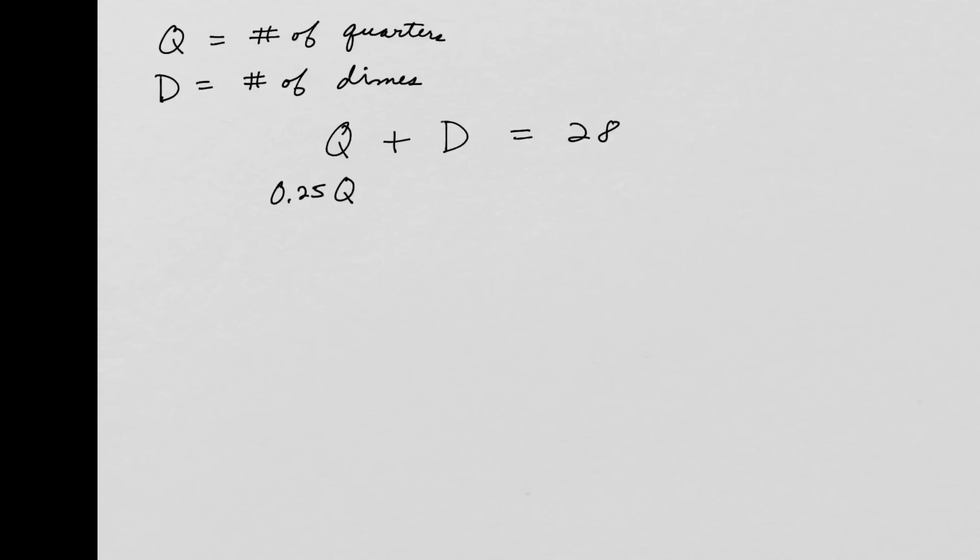And then how do I figure out the amount of money that she has in terms of dimes? Well, it's going to be 0.10 times D, right? Because each dime is worth 10 cents or $0.10. And that's got to equal the total amount of money that she has, which is $5.65.